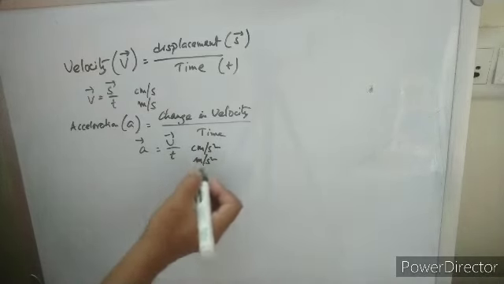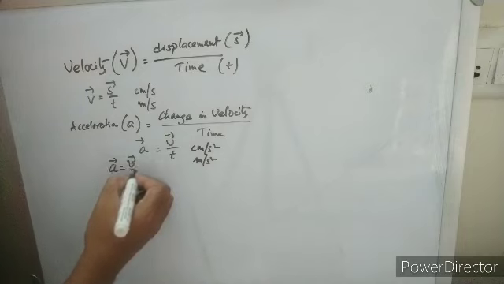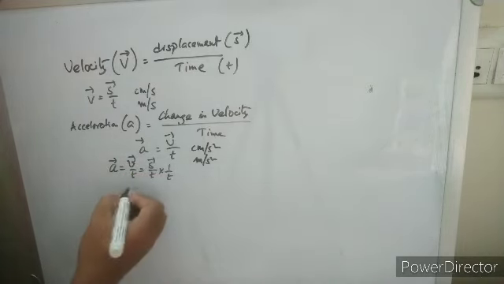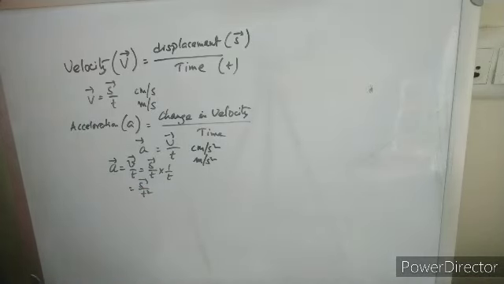Now how has second square come? That is because vector a equals v by t, that means s by t into 1 by t. So we have s vector by t square, and that is why second square is written. So this is acceleration, and acceleration is a vector quantity. If it is negative, then it is deceleration.